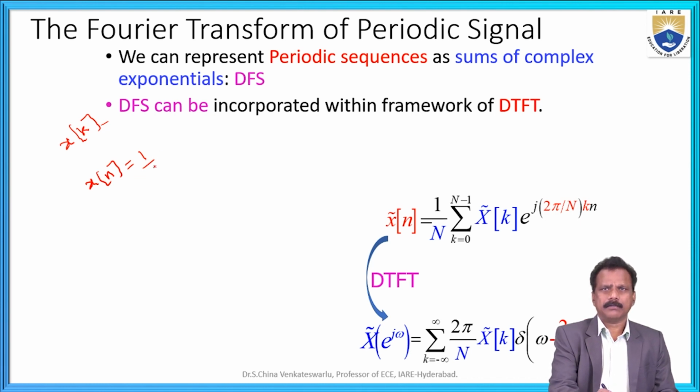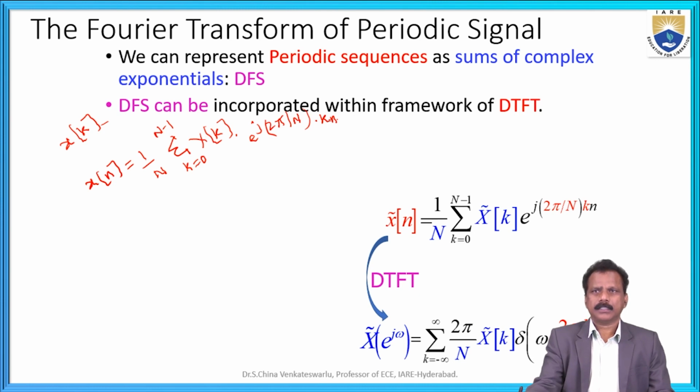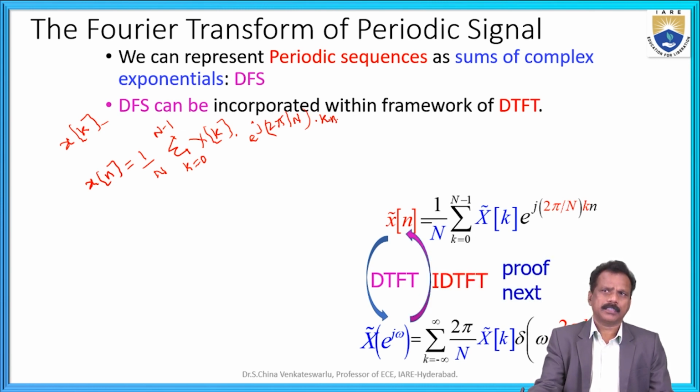x of n is equal to 1 by capital N, the summation where k equals 0 to N minus 1, X of k into e power j 2 pi by capital N into k into n. Okay, like this, here the DFT and the IDFT.